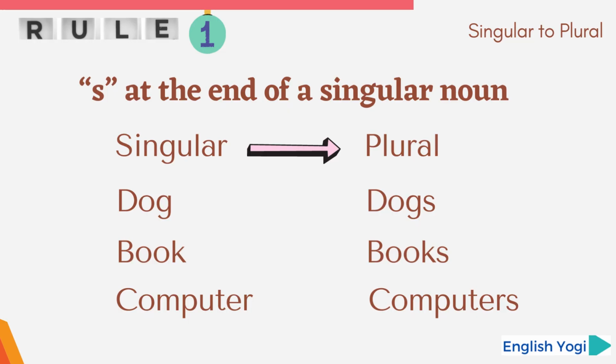The first rule regarding singular noun and plural noun is that we add s at the end of a singular noun. It is the common, general rule. For example, dog becomes dogs, book becomes books, computer becomes computers. So what we have done here is just add s, so it changes from singular to plural. This is the basic rule. So what is the first basic rule? We normally add s at the end of the noun.